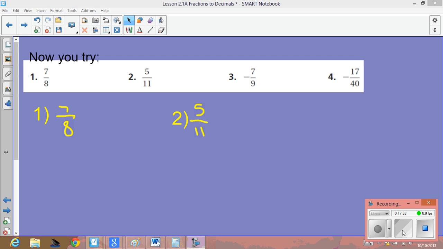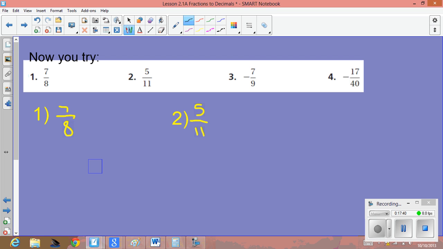Okay, for number 1, we have 7. 7 is being divided by 8. 8 can't go into 7, so we add a decimal and a 0. 8 times what is close to 70? Use your multiplication chart, and we get 8. 8 times 8 is 64. When we subtract, we get 6.